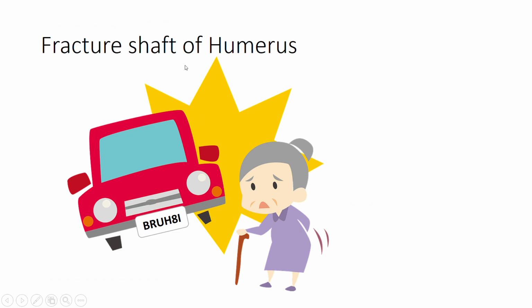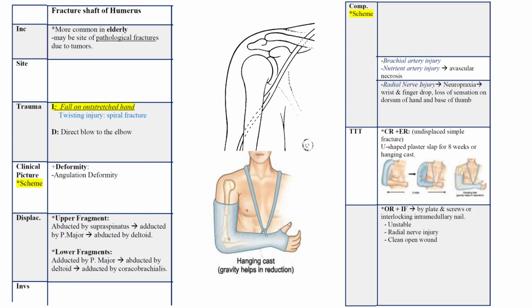because usually motor vehicle accidents are the most common cause for fracture shaft of the humerus. However, our car here has some mnemonic: PRUH8I. Why? Because we will see the secrets behind this mnemonic later on. Let's start with the fracture shaft of the humerus being more common in elderly and maybe also a site of pathological fracture due to tumors, usually fall on outstretched hand or twisting injury, motor vehicle accidents, or direct blow.